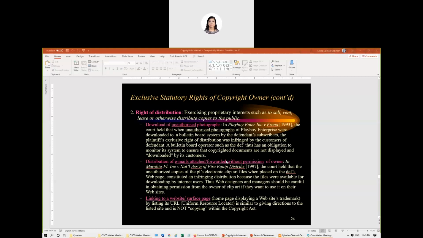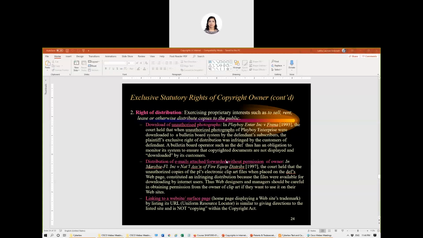So here again, you can see web designers and managers should be very careful when they include any form of clip art, when they make available these clip art files which are then attached to the web page. And if it was done without getting the permission of the owner of the clip art, then you are actually committing copyright infringement.